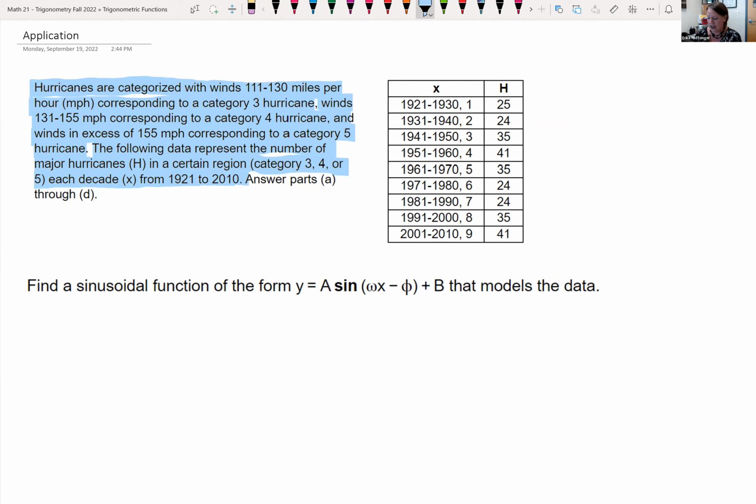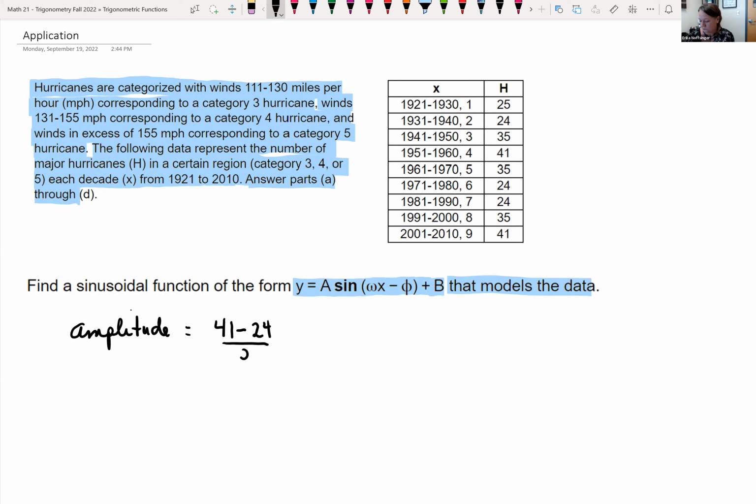So we're just going to answer part A of this question, which is finding the sinusoidal function in the form of y equals a sine of omega x minus phi, then plus b, that models this data. Okay, so let's look at finding our amplitude. Our amplitude is found by taking our max value. The maximum number of hurricanes that occurred was 41. So we have our max value, 41, minus our minimum value, which looking at our data looks like it is 24.